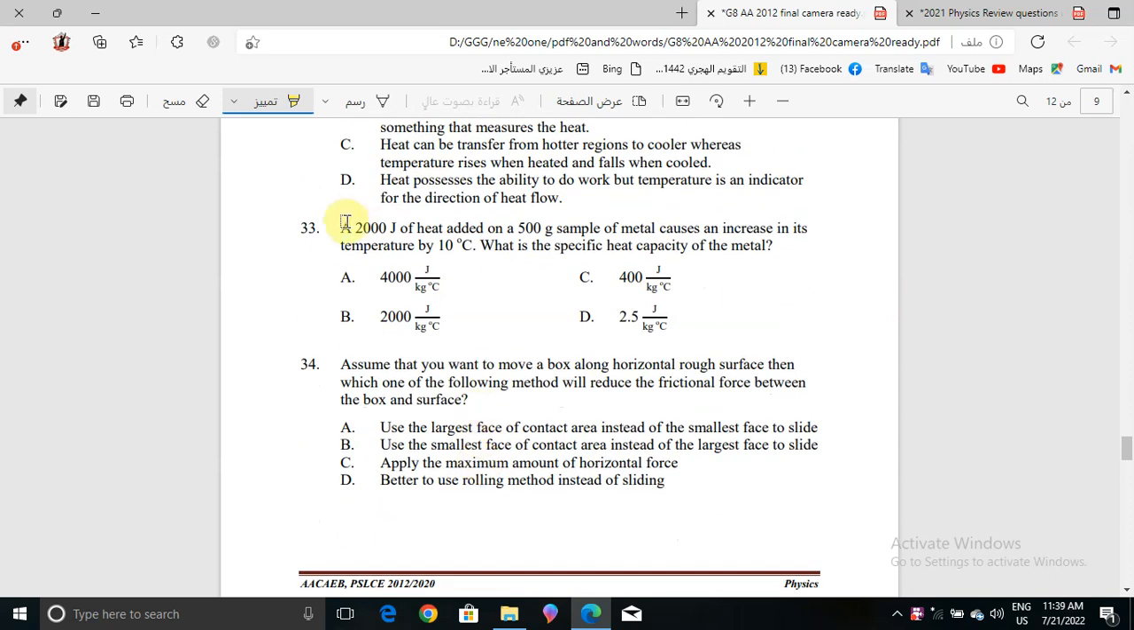Now question number 33. 2000 joule of heat added to a 500 gram sample of metal causes an increase in its temperature by 10 degrees Celsius. What is the specific heat capacity of the metal? Here we have 4000 joule per kilogram degrees Celsius. The same thing here 400, here 4000, here 2000, and here 2.5. So what we will do here, we have 500 gram, so when we convert it, it will be 0.5 kilogram, right?